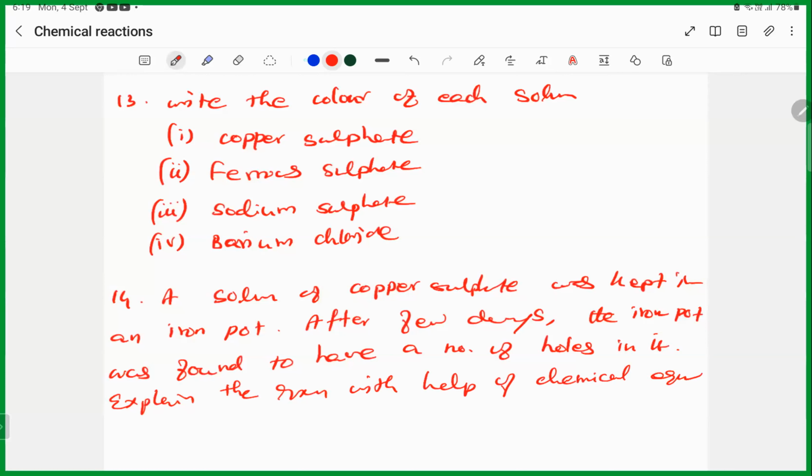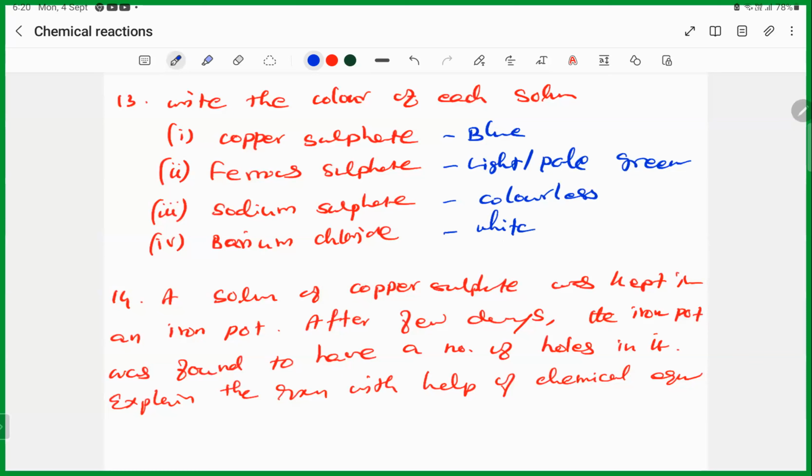What is the color of each solution? Copper sulfate is blue. Very good. Ferrous sulfate is light green or pale green. Sodium sulfate is colorless, or you can say milky white. Barium chloride is white, so we should say colorless. Very good.